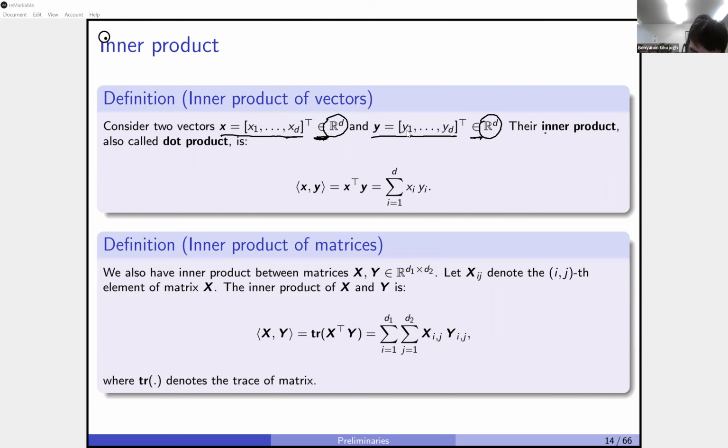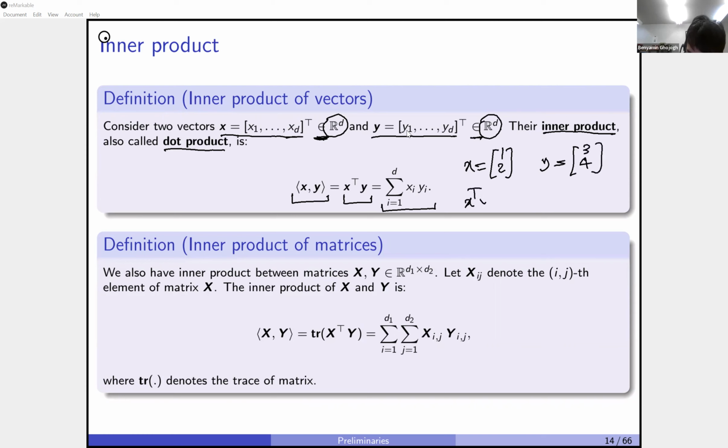Their inner product, also called dot product, we denote it in this way or this way. And this means the summation of the multiplication of their elements. I will give you an example. X is a two-dimensional vector of 1, 2. Y is a two-dimensional vector 3, 4.